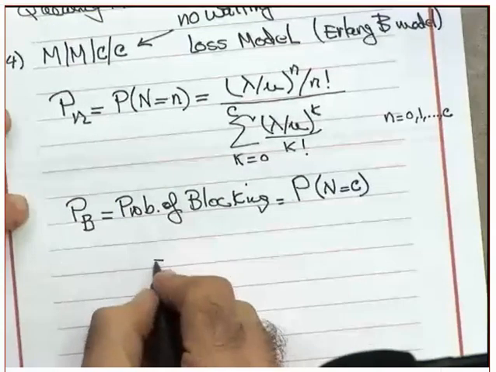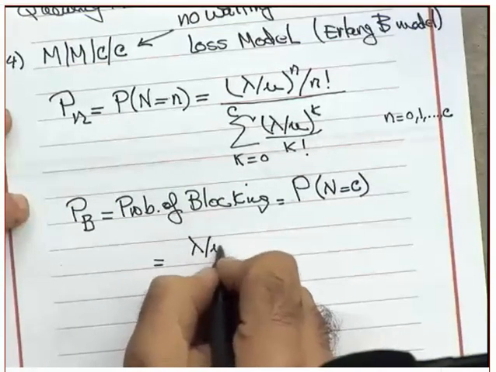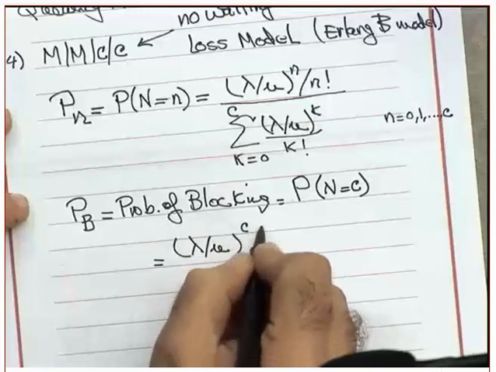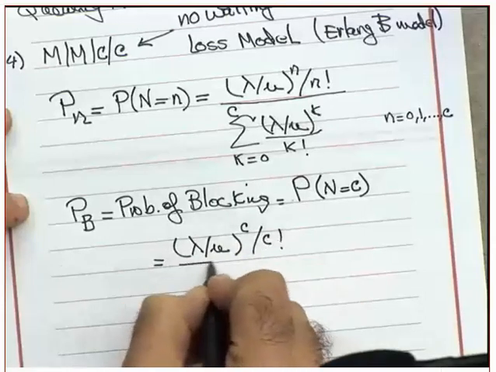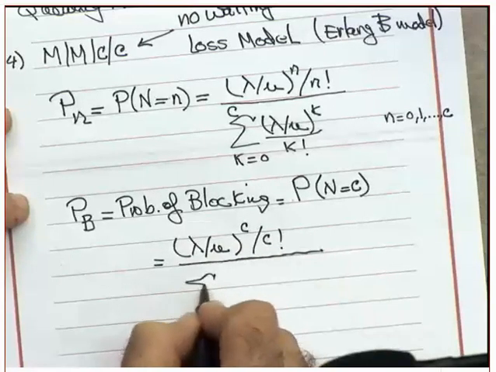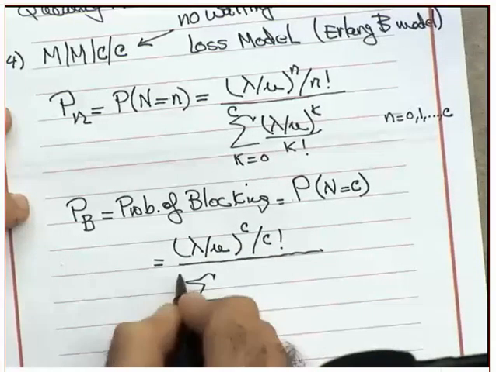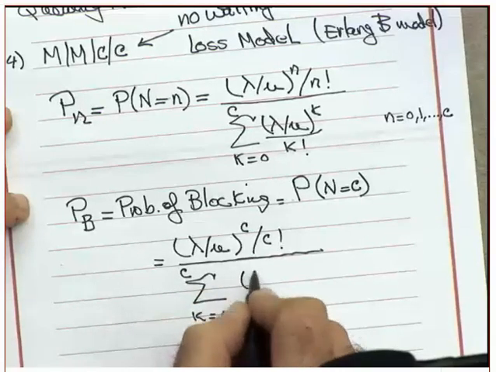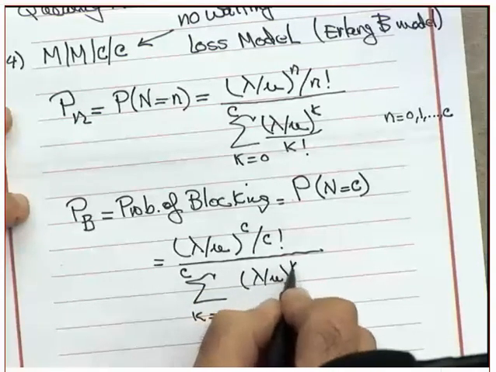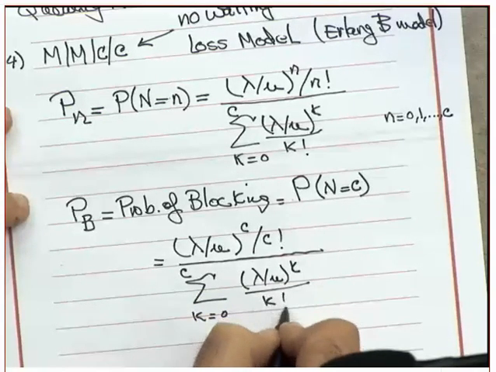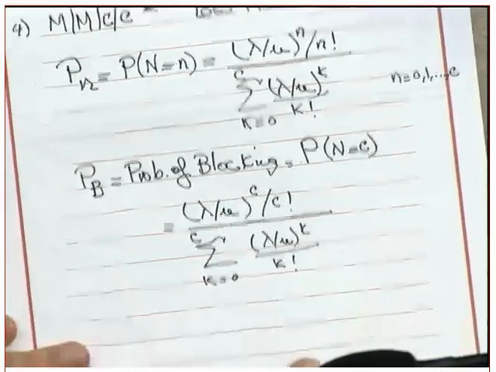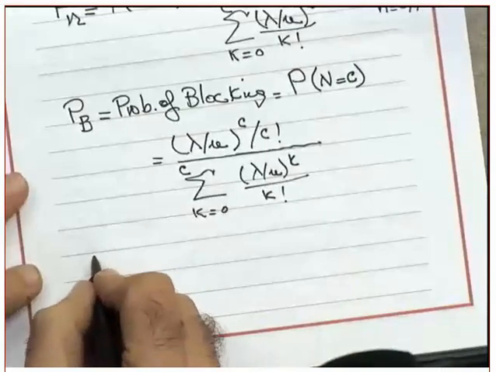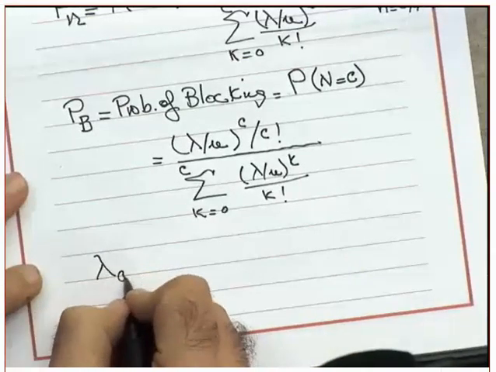And this was equal to lambda over mu to the C over C factorial, divided by the summation for k equal to 0 to C of lambda over mu to the k over k factorial. Clear? Okay. And then, quickly from last time, we defined the actual arrival rate.